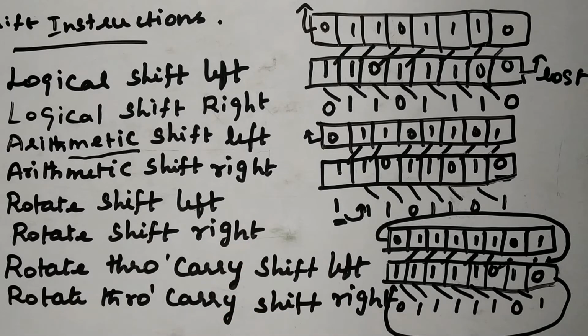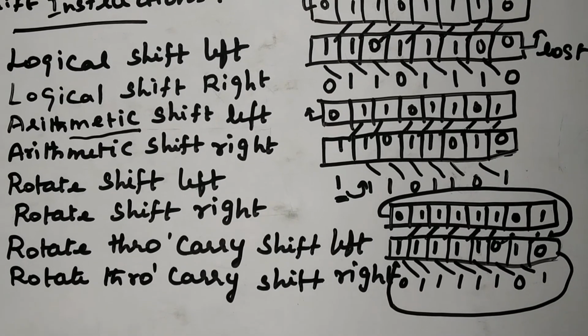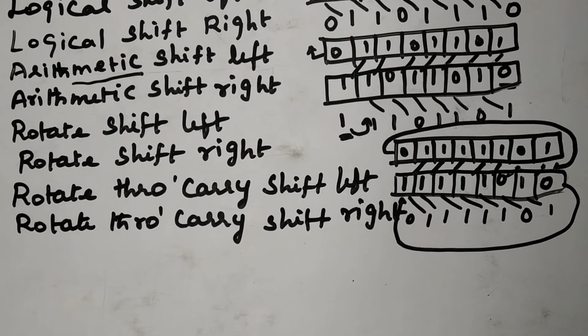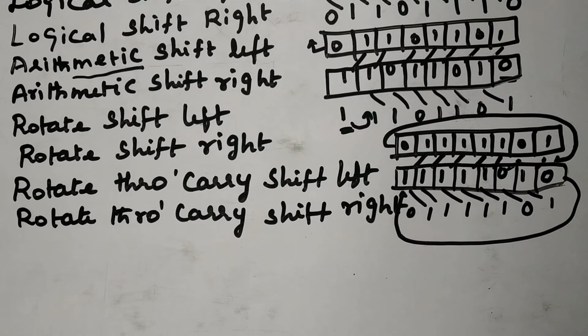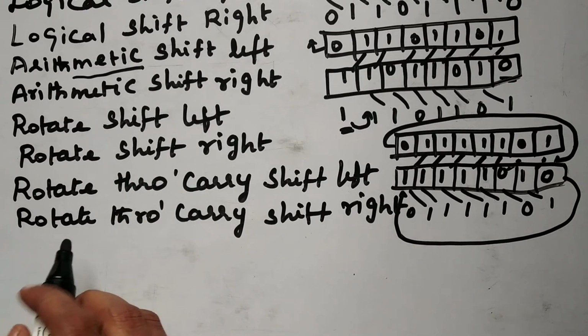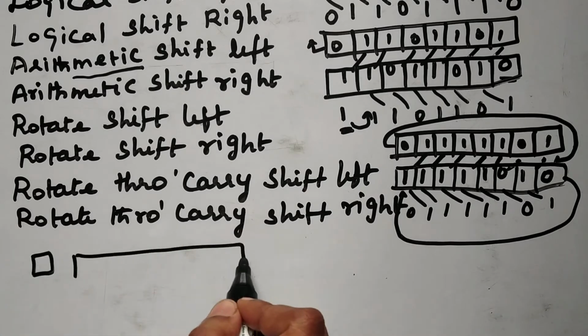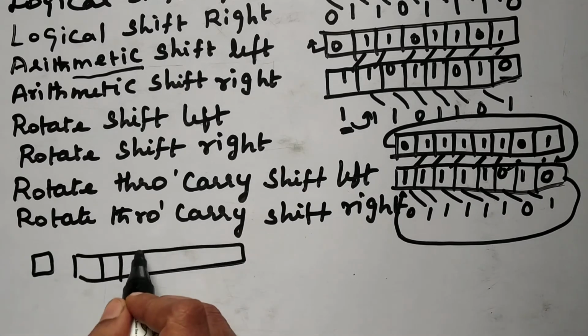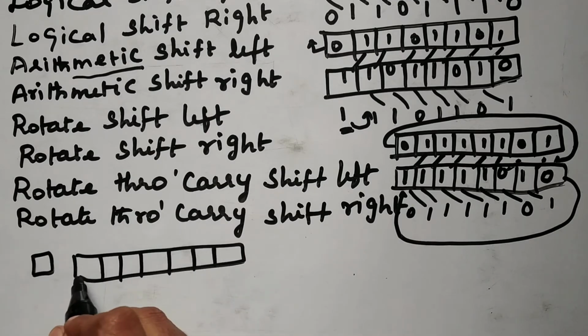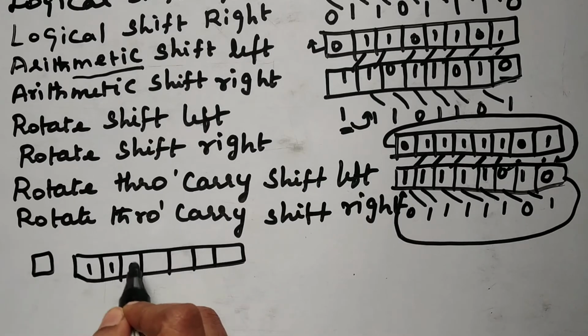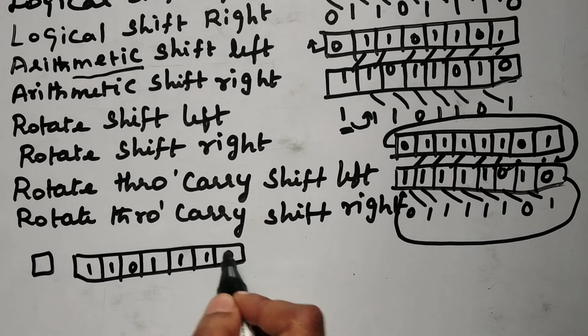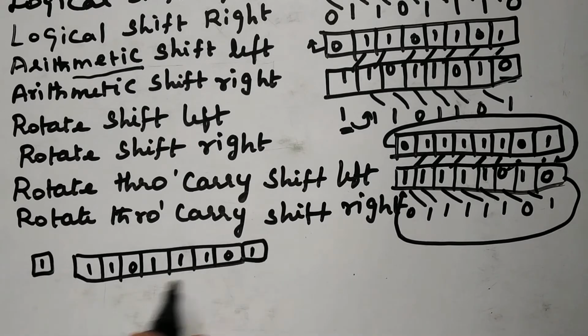Okay, then we're going to discuss rotate through carry. This is very similar to the rotate operations, that is rotate shift left and rotate shift right, but the only difference is we need to include the carry also. Here we have the carry bit, and here we have the input operand. Since it is an 8-bit operand, we need to mention one more bit for the carry bit, which is 1, for example. This is the given input.